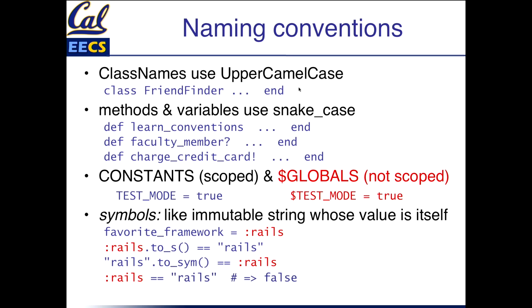This is actually true. So class names use upper camel case. If you've never seen the word before, you can figure out where camel case comes from as a term. Methods and variables usually use snake underscore case.